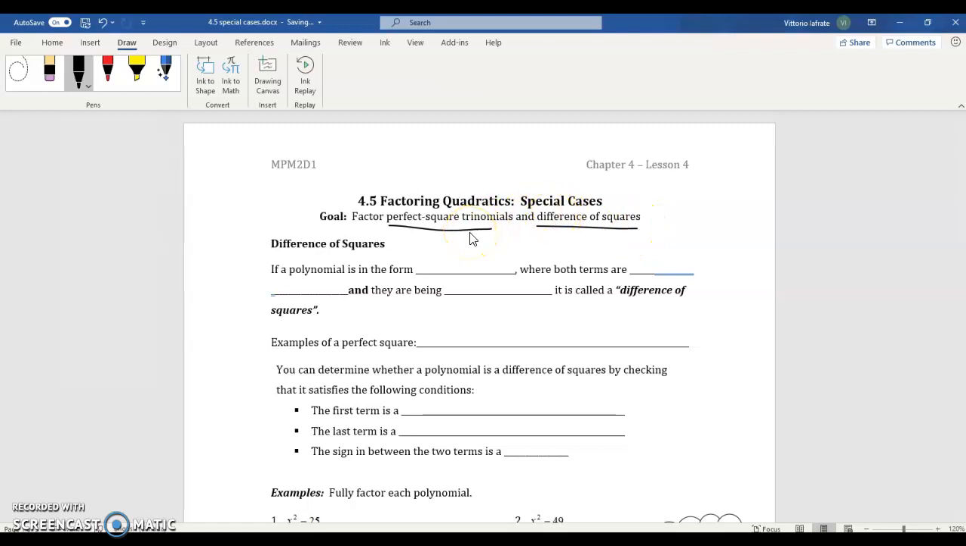First, we'll define what difference of squares are. We'll see how to identify them. Then we'll see the steps to factor a difference of squares. And then we'll do some examples together.